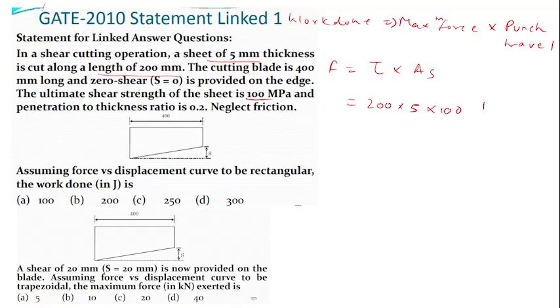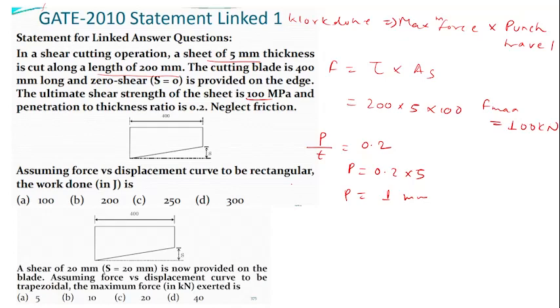So your F max will be 100 kilonewton, right? Now the punch travel. In the question it is given how much the penetration is. The penetration to thickness ratio is 0.2. So what is the penetration here? 0.2 multiplied by the thickness, so penetration is just 1 mm.